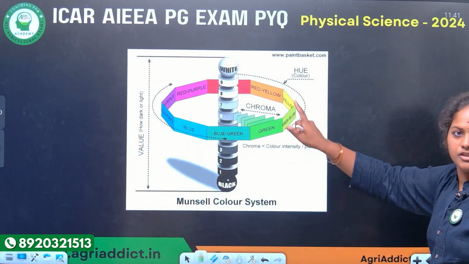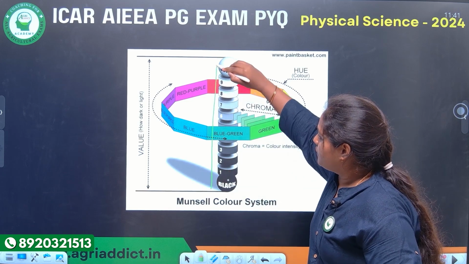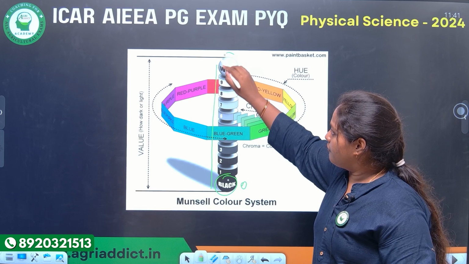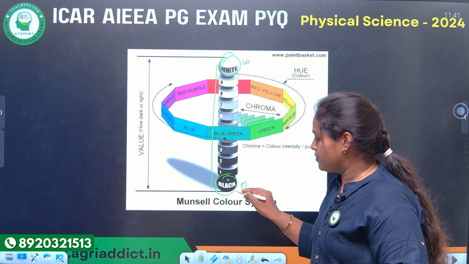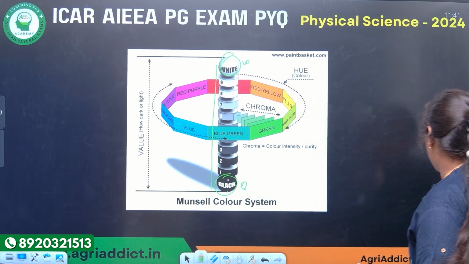When we see this Munsell color system, see this is the value. This column here indicates value. 0 indicates black color and 10 indicates white color. In the question they gave 0. That means black, which indicates high organic matter.